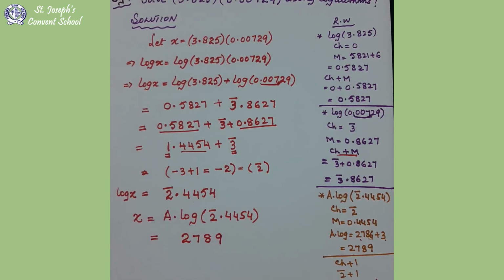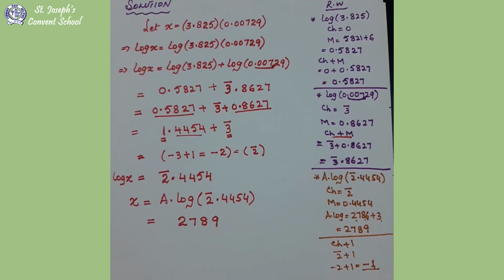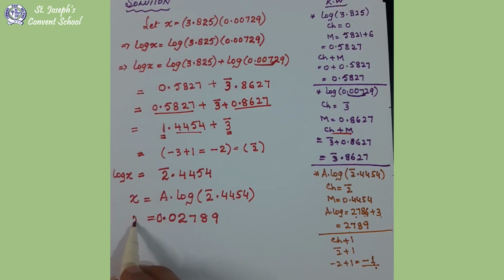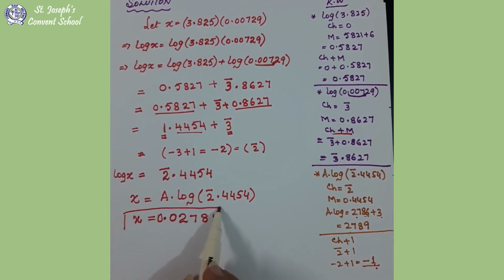So it is equal to 2789. Now where to put the decimal? What we do, we add 1 in the characteristic. So the characteristic is bar 2. Bar 2 plus 1, bar means minus. Minus 2 plus 1 is minus 1. Minus 1 means you will add 1 zero on the left hand side. Minus sign means on the left hand side, and 1 means 1 zero. You will write 1 zero, then put the decimal. So this is the value of x. This is the answer.